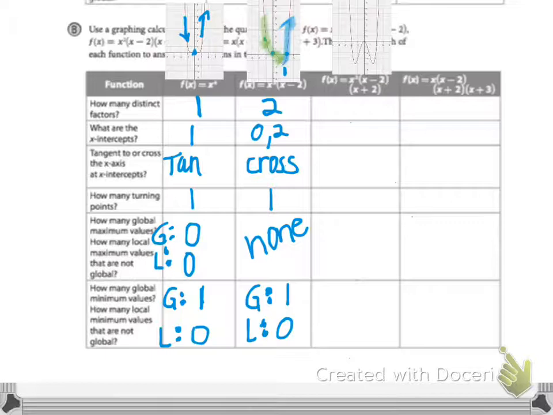So let's go ahead and answer the questions for this one. How many distinct factors? Well, I see x squared, I see x minus 2, I see x plus 2. There are 3 distinct factors. The intercepts: it crosses at -2, it crosses at 0, and it also crosses at 2. So there are 3 x-intercepts. And it asks, are they tangent to or do they cross? Well, the only one that's tangent is this one right here. The other 2 just cross.